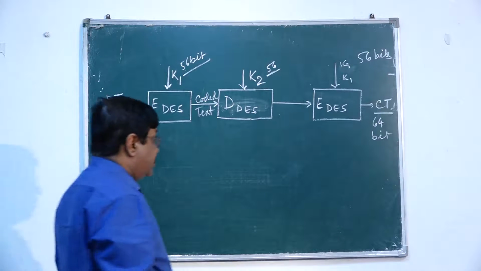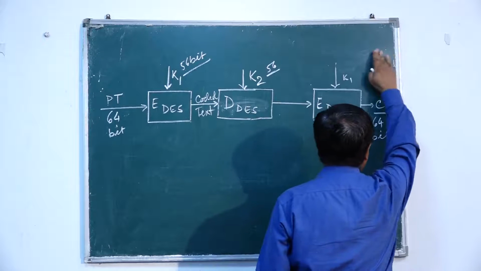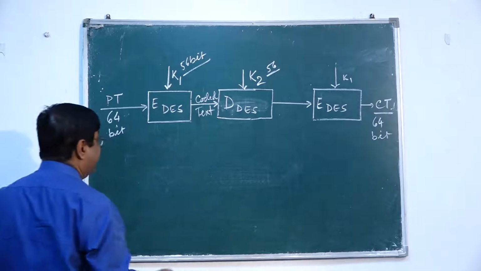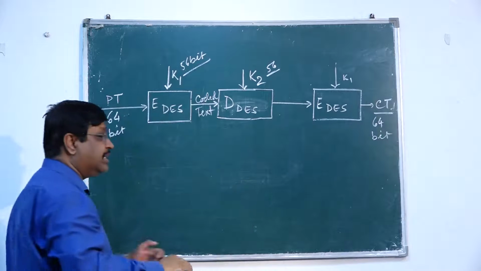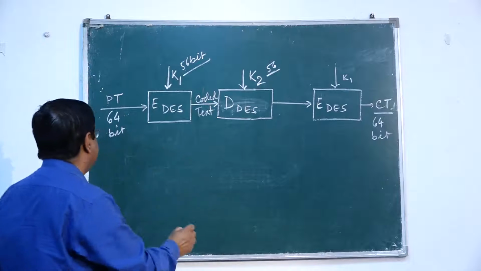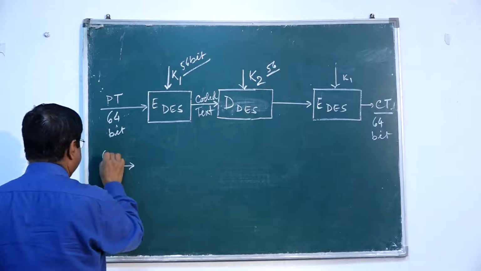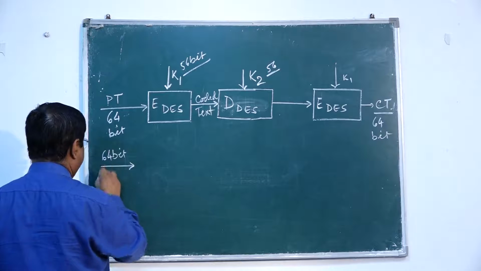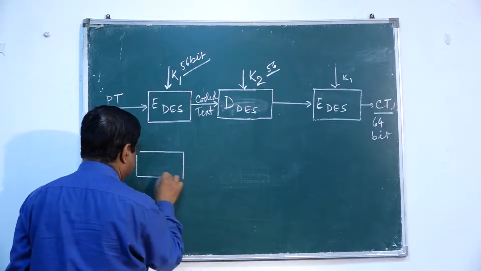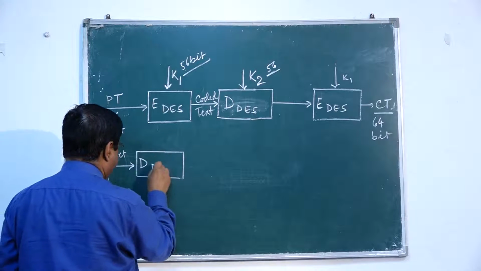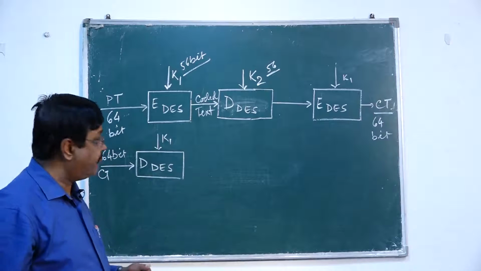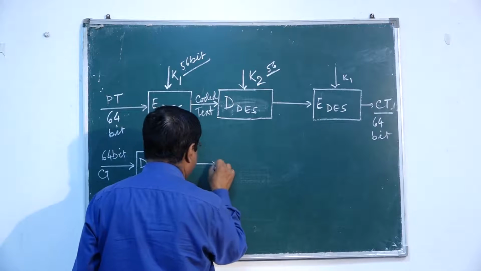Okay. So, what happens with the decryption? Decryption at the receiver end: how can we decrypt the ciphertext into the plain text at the receiver's end? We reverse the entire process. First, here it is 64 bit ciphertext, and here we do the reverse process. Decryption DES using K1, the same key K1. Again here we get another text.